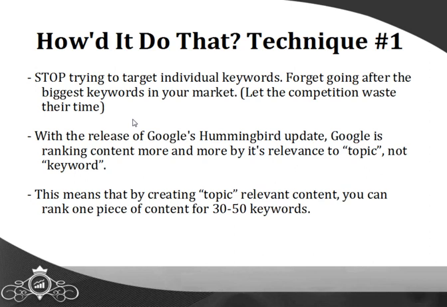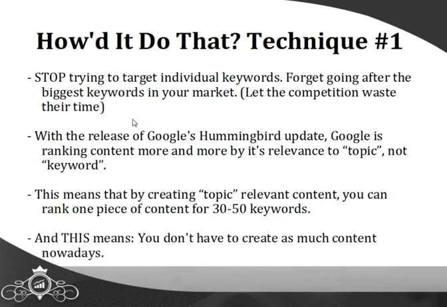What it means is that if you knew how to create content that could answer the underlying questions of a person searching a particular keyword, you would have the ability to rank one piece of content for 30 to 50 keywords and get that amount of traffic and rank for that amount of stuff with that much less work. This means, once again, if it's true, and I hope to demonstrate that it is, that you don't have to create as much content in order to get rankings and in order to make money nowadays.